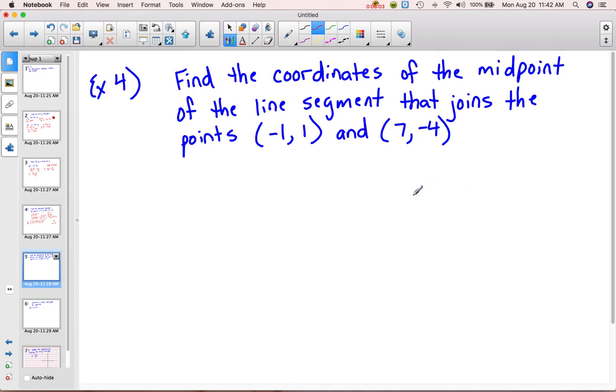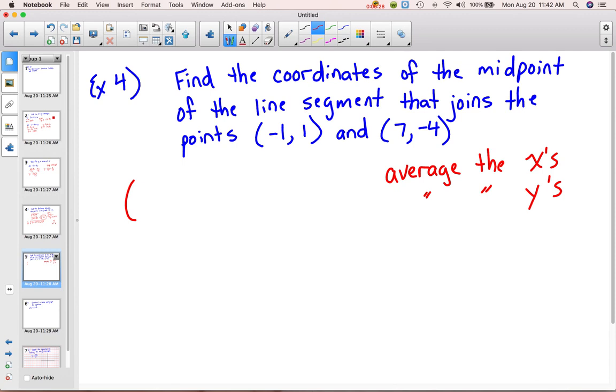Here's another one. Find the coordinates of the midpoint of the line segment that joins the points -1, 1 and 7, -4. So we're finding a midpoint. There's a fancy formula for that, but I tend to think of it like this. Average the x's and average the y's. So to find an average, you add and divide by 2.